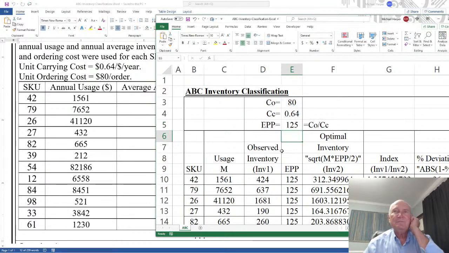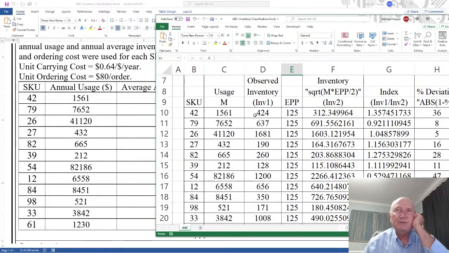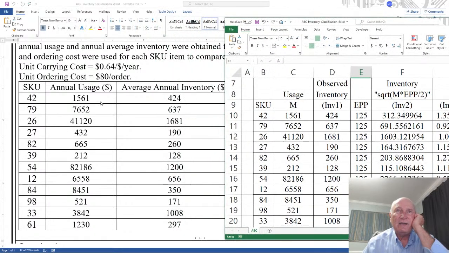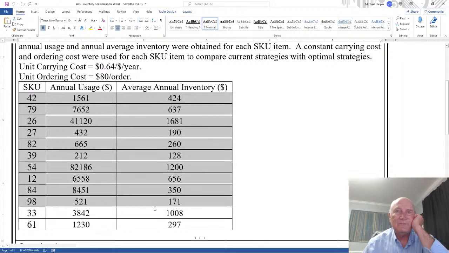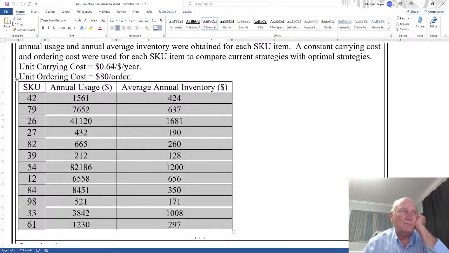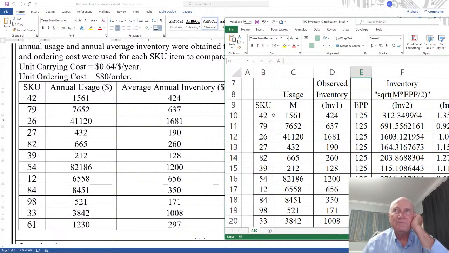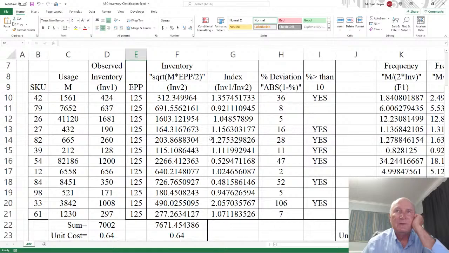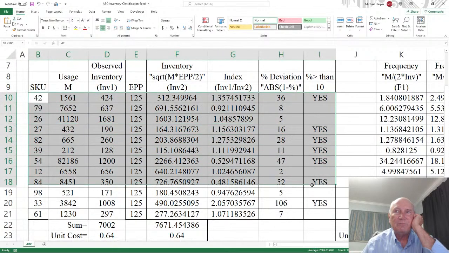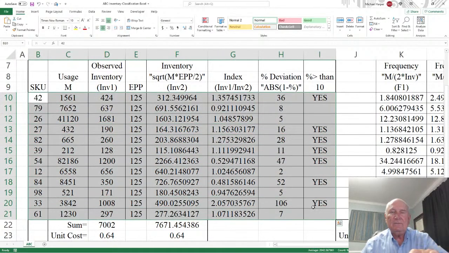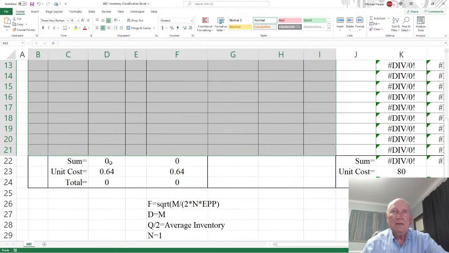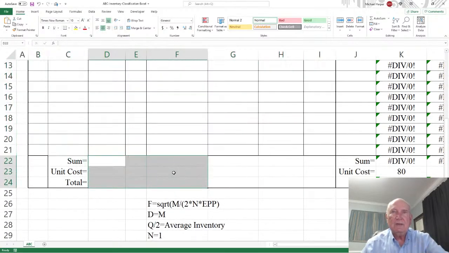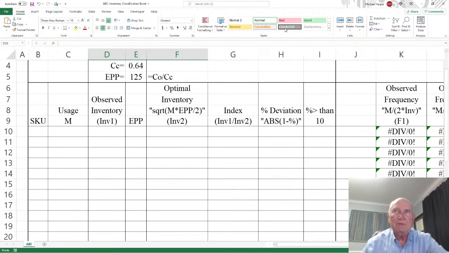And there that is. Now it's for the SKU usage and the observed inventory, call it inventory number 1. Let me show you what I'm going to be doing here. I'm going to work this problem. So let's just blank all this out, and these down here, and let me just go through them. Let me show you how to build it.